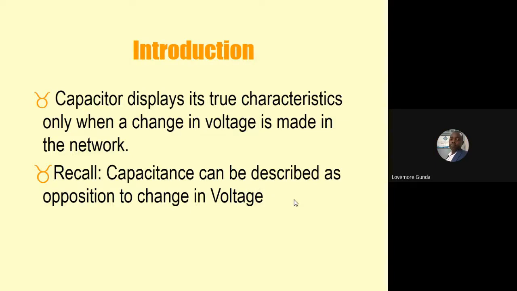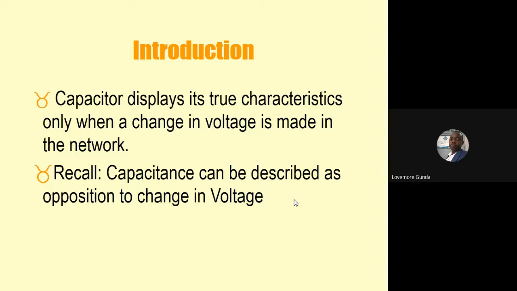across it. So when there is a change in voltage across the capacitor, then the capacitor will show its characteristics, which means if there is no voltage, it becomes a steady state condition, and the capacitor will not show any different characteristics.